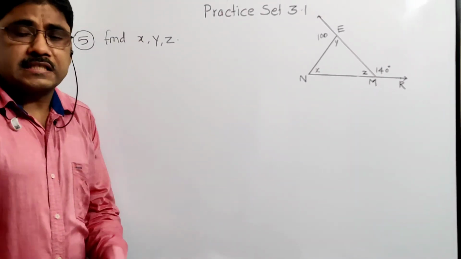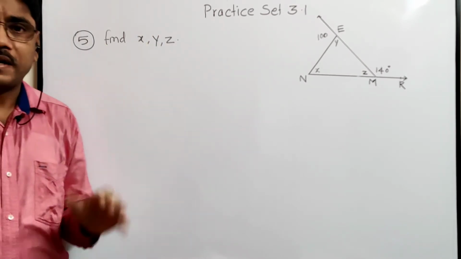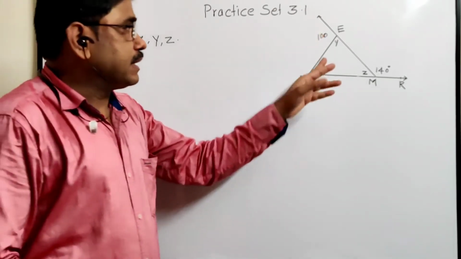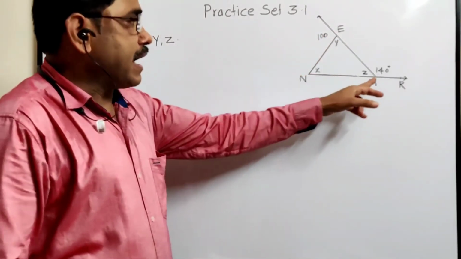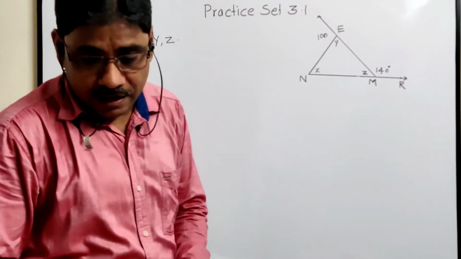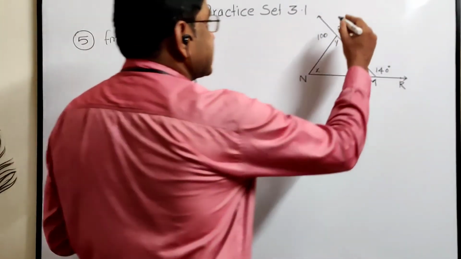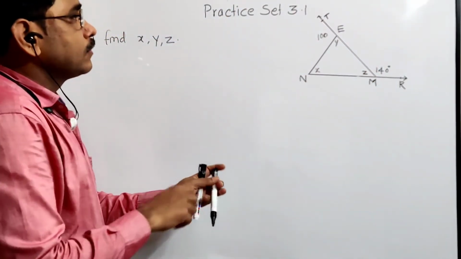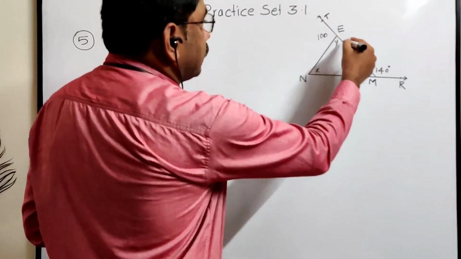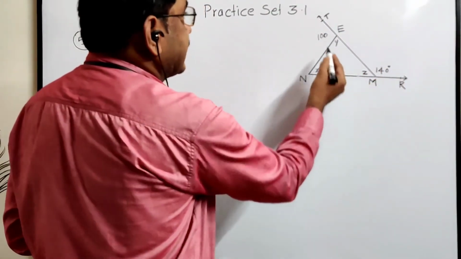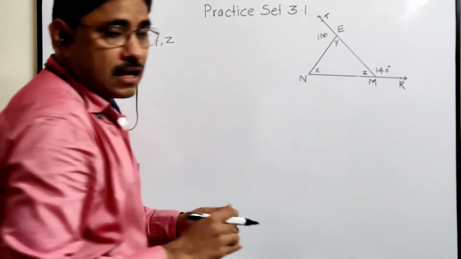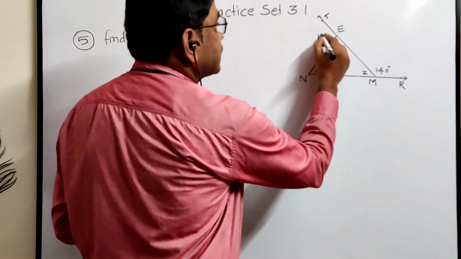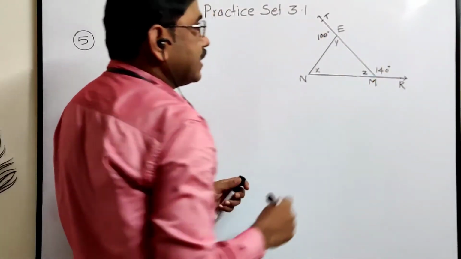Now let us see the fifth sum from practice set 3.1. In this fifth sum, a figure is given. Triangle ENM is a triangle. Here point R is there and here point T is there. So angle TMR is an exterior angle, and TEN is also an exterior angle. Given 100 degrees and this is given 40 degrees. Here it is 100 degrees and here 140 degrees. Find x, y, z.